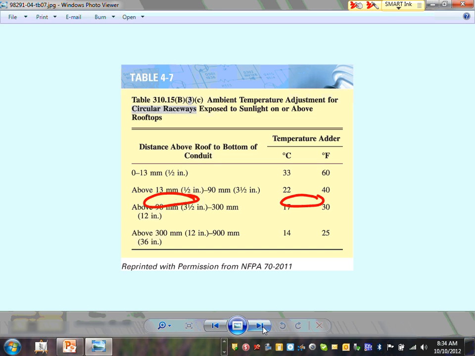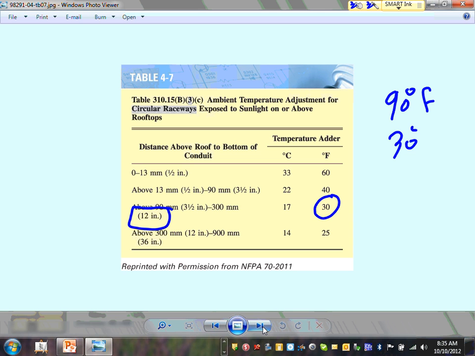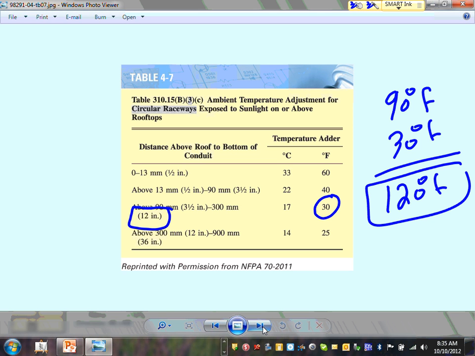This is the table you can use from the NEC code book, guys, if you put a conduit on a roof. If you put a conduit on a roof at 12 inches, you have to add an ambient temperature adder of 30. Our ambient temperature in Minneapolis is 90 degrees Fahrenheit, and I'm going to add another 30 degrees Fahrenheit. My ambient now is 120 degrees Fahrenheit. Does that make sense, how to use this table?